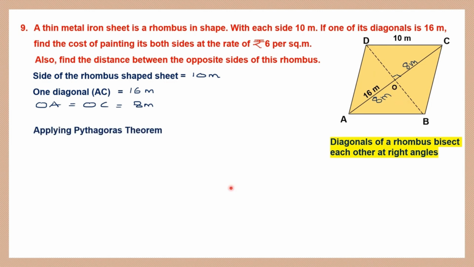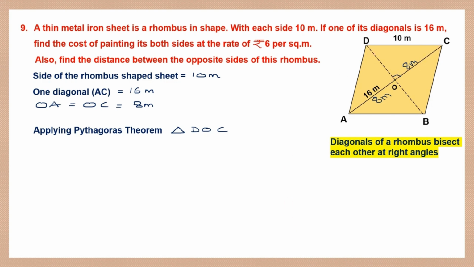So we're going to apply the Pythagoras theorem. Now here we're going to consider the triangle DOC. In the triangle DOC, the hypotenuse square. Now which is the hypotenuse? If this is 90 degrees, the side that is opposite this, that is DC, is the hypotenuse. The square of the hypotenuse is equal to the sum of the squares of the other two sides.